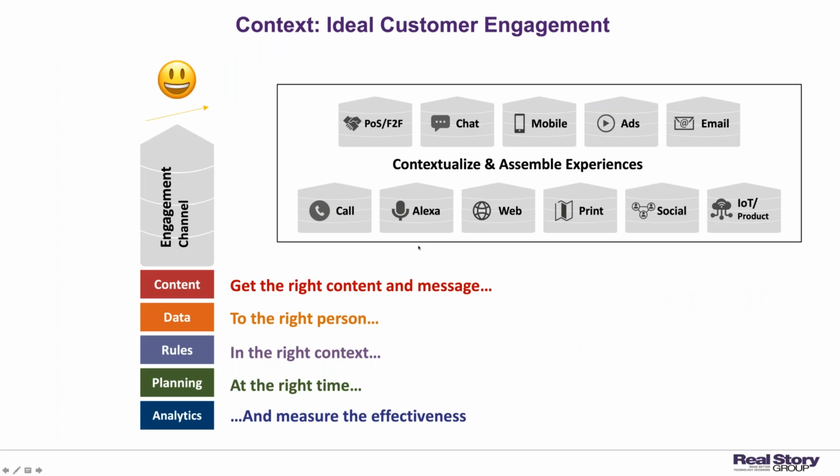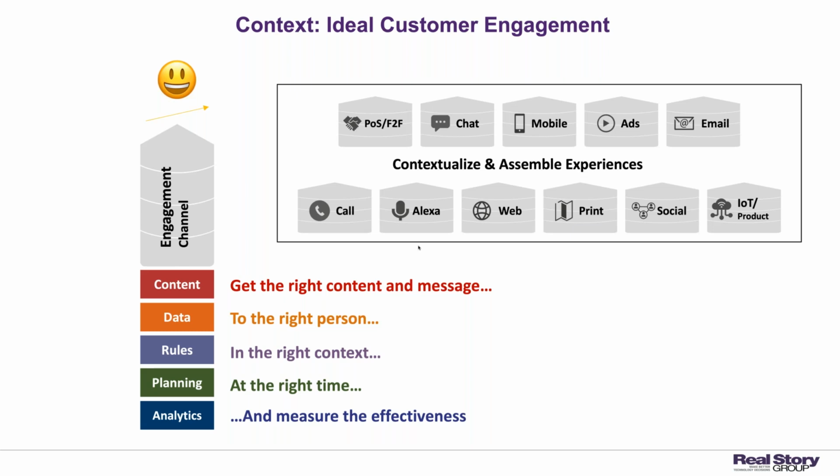But where we all need to start is really with the context, like why would you even want a CDP in the first place? What are you trying to accomplish? And I think we can all agree that we want sort of idealized customer engagement here, that we've got all of these different channels where we're contextualizing and assembling experiences. And within each engagement channel, we want to get the right content and message to the right person in the right context at the right time and then measure the effectiveness, right?